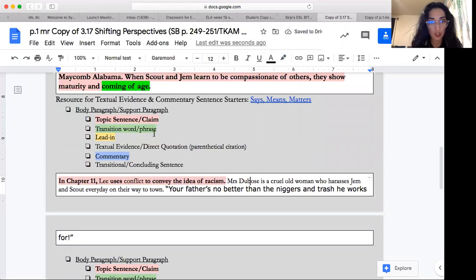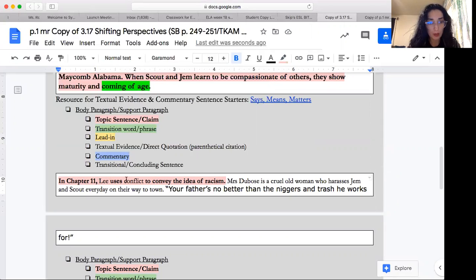Okay, next I should have a transition word or phrase. Do I have a transition word or phrase? Transition words are like for example, or for instance, or to illustrate, anything like that to connect this to my idea. I don't have anything like that, so I need to add that.